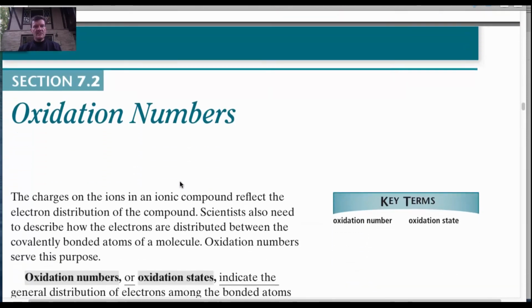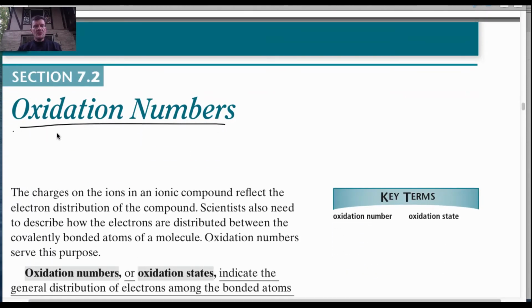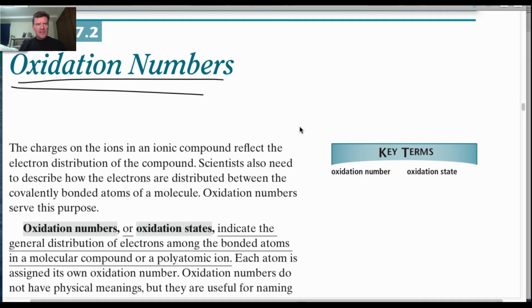And when we get into 7.2, we're going to talk about something called oxidation numbers. Okay, I changed my mind. We are not going to do section 7.2. We're not going to talk about oxidation numbers. We're actually going to save oxidation numbers for another chapter on electrochemistry, because it relates very well to electrochemistry. So don't worry about 7.2 right now. Oxidation numbers will come up later. Okay?